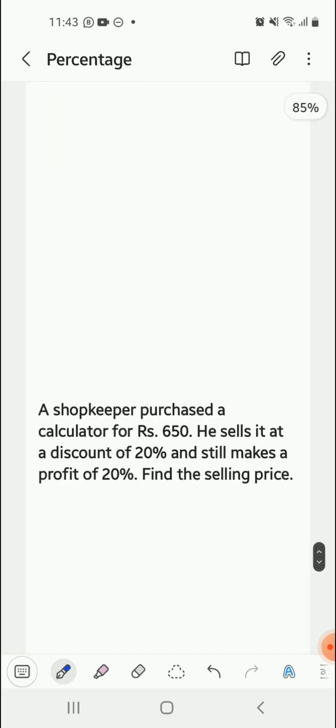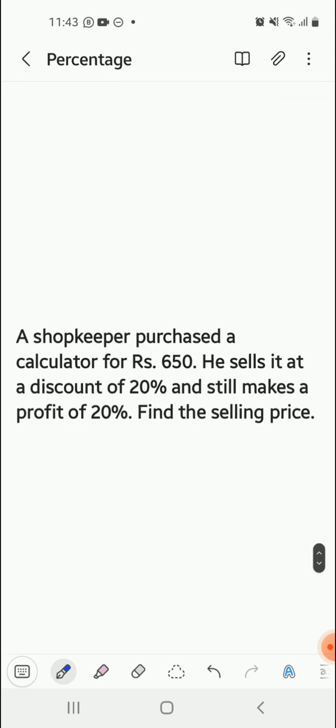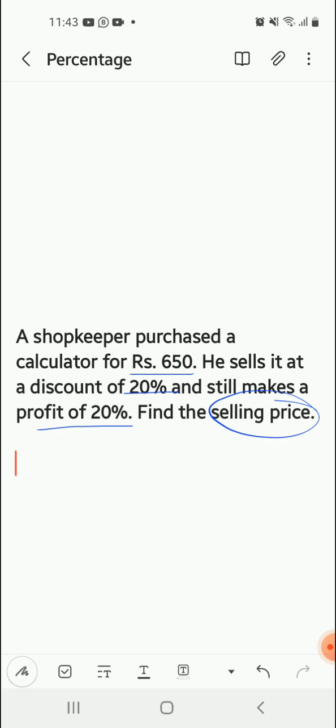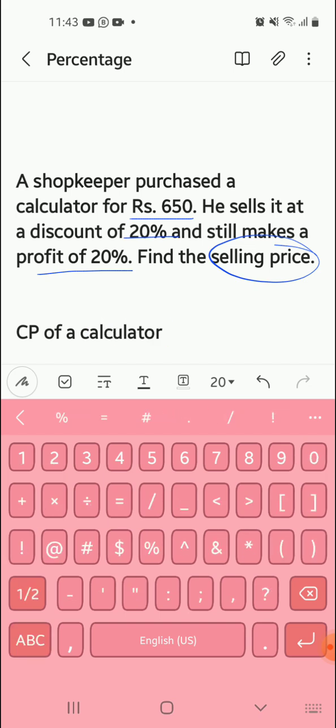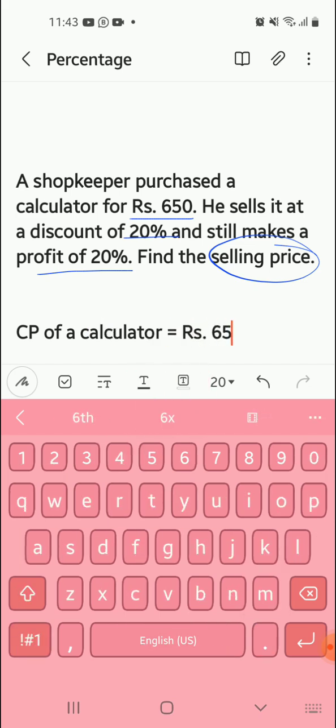Moving on to the next question. A shopkeeper purchased a calculator for rupees 650. So this is the purchase price. He sells it at a discount of 20% and still makes a profit of 20%. Find the selling price. So first, we are going to find out that a shopkeeper has purchased a calculator for rupees 650. So we are going to write it down over here, that the CP, that is the cost price of a calculator, is equal to rupees 650.